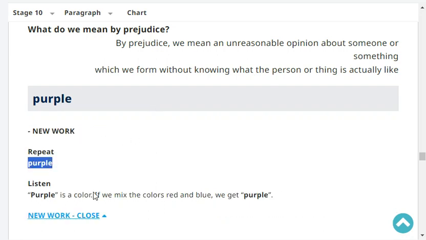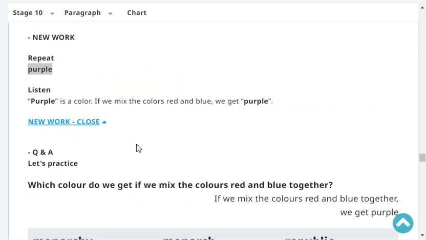Next, repeat. Purple. Very good. Okay, listen. Purple is a color. If we mix the colors red and blue, we get purple.